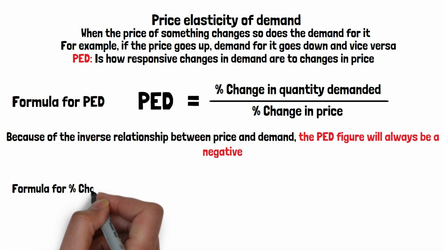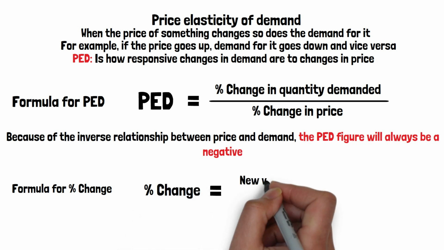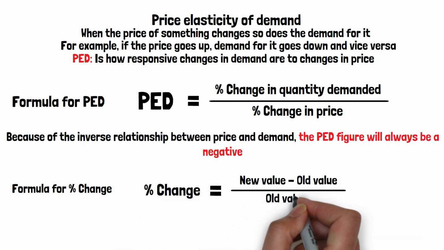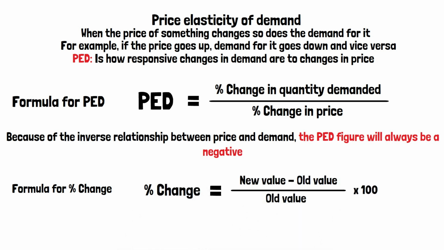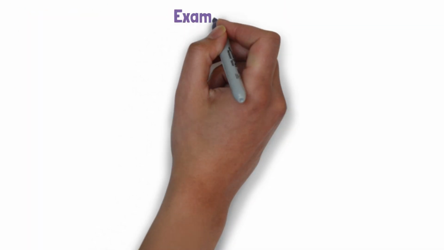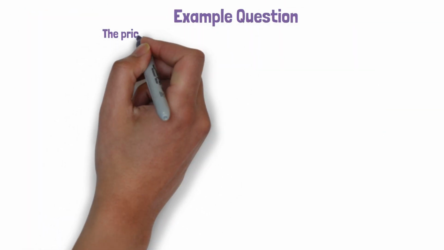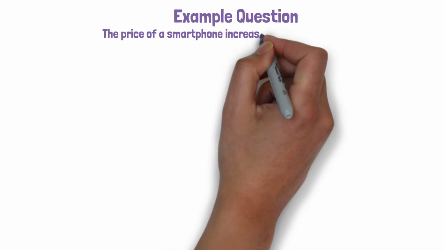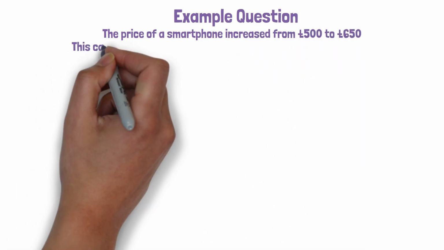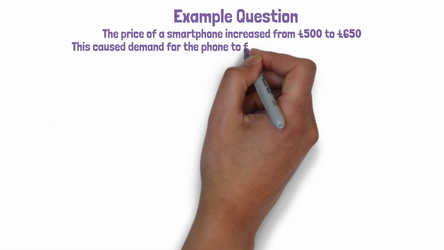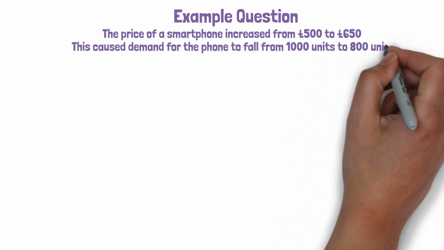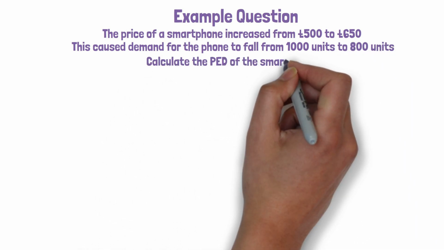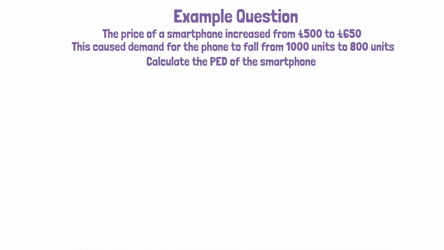The formula for percentage change is the new value, take away the old value, divided by the old value, multiplied by 100. Now, let's try out a practice PED question. Say the price of a smartphone increased from £500 to £650, and this caused the demand for the phone to fall from 1,000 units to 800 units. Calculate the PED of the smartphone. Now, pause the video and have a go.